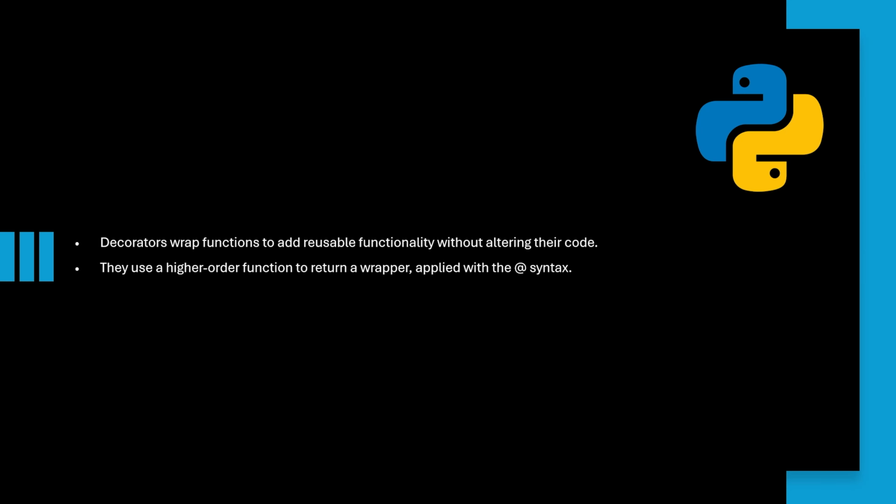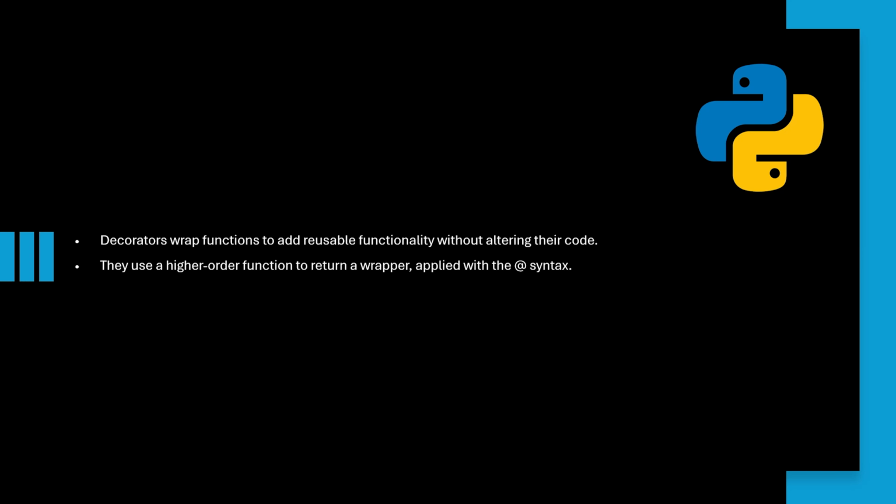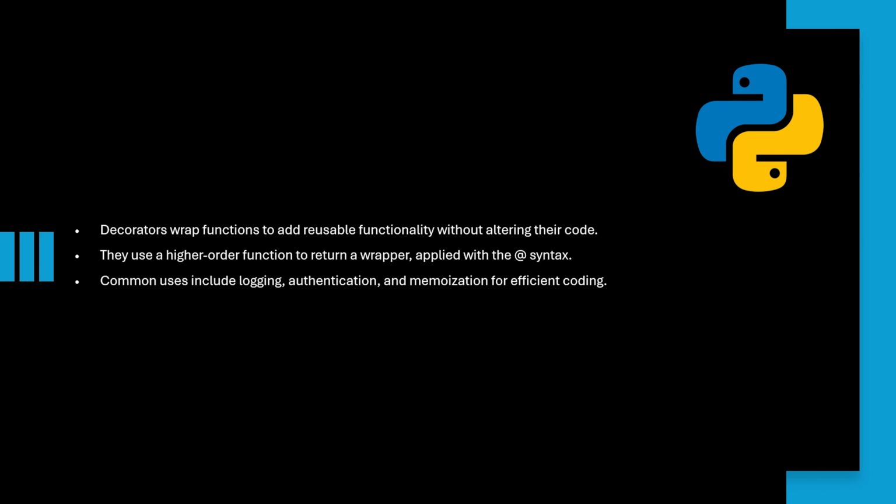A decorator is typically a higher order function that returns a wrapper function, which then replaces or enhances the original function. The @ syntax in Python makes applying decorators super clean. Common uses include logging, authentication, and memoization for efficient coding. For example, in a web app, you could use a decorator with a wrapper that verifies users' login status before allowing access to a protected API endpoint, keeping your code modular and secure.